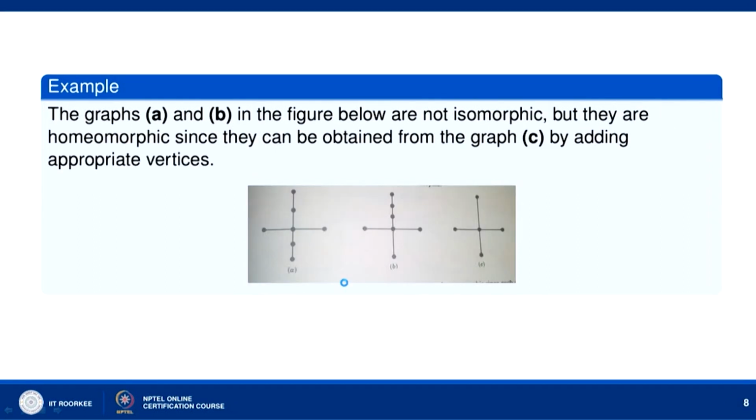Now, let us look at this figure. Graphs A and B in the figure are not isomorphic. Why are they not isomorphic? Because two graphs are isomorphic if uv is an edge in a graph G if and only if f(u)f(v) is an edge in the graph G'. So, here you see this is an edge, say AB. Corresponding to AB we have the edge A'B'.